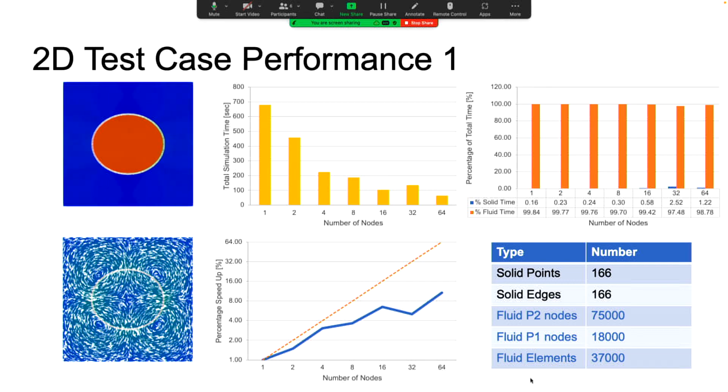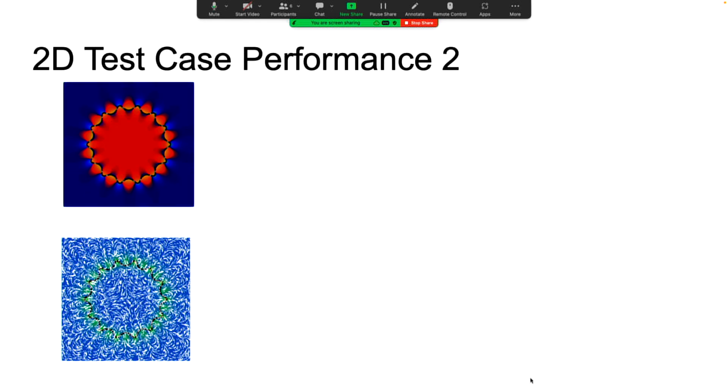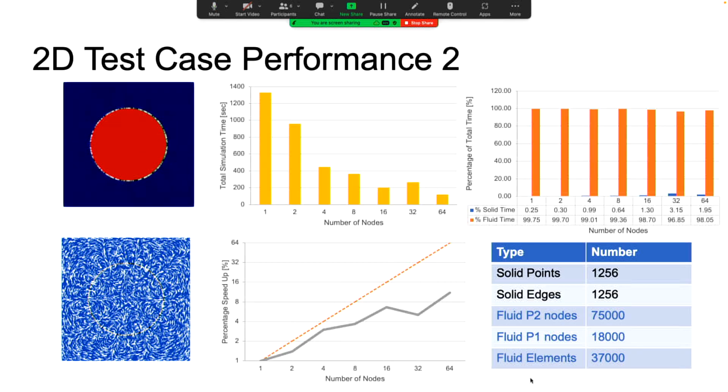We did the same case, but this time with a star, not an ellipse, and then we looked at the data. In this case, you notice the fluid is taking most of the time, and if somebody is able to optimize the fluid, then the solid is not going to be a problem in this case, even if we increase the number of solid points by 10 times, from 166 to 1,200.